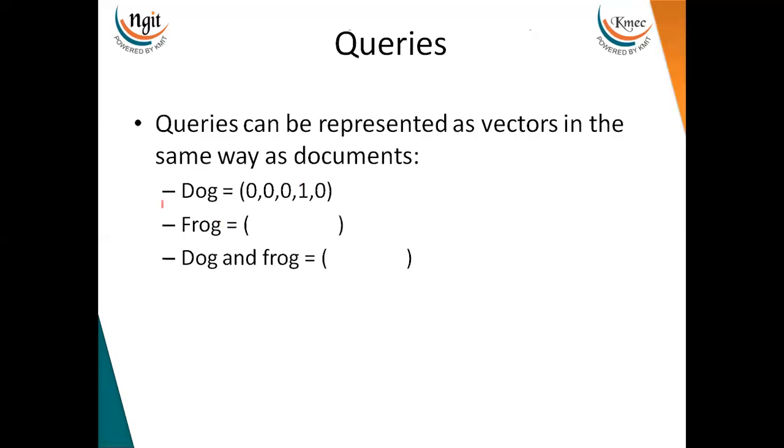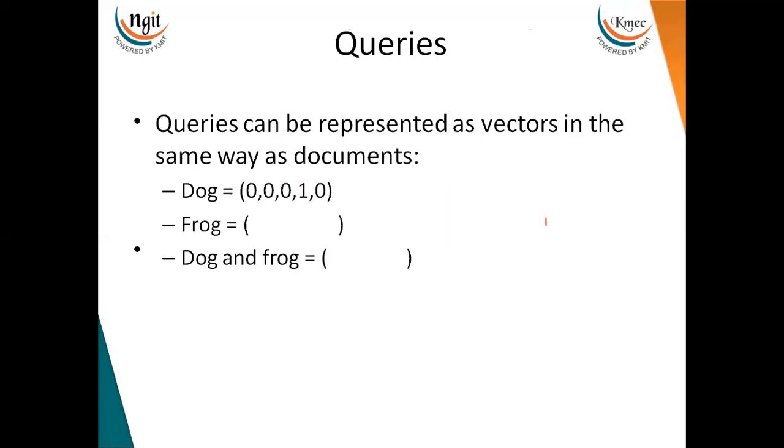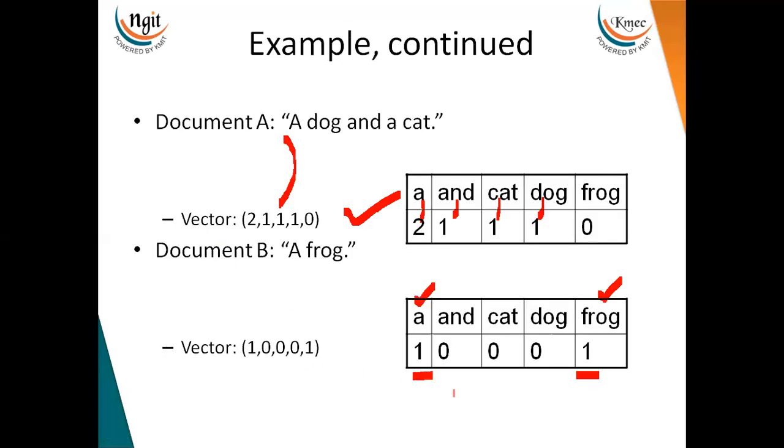Now, suppose a query is given to you using a single word, that is "dog". Where dog is present in this table at the fourth location, my query will be represented with the vector of three zeros, then a 1 at the fourth location, and then again a 0 in the last location. Similarly, you should be able to represent the query "frog". How can we represent it? You tell me. All these will be 0, and only at the last location you will have the 1.